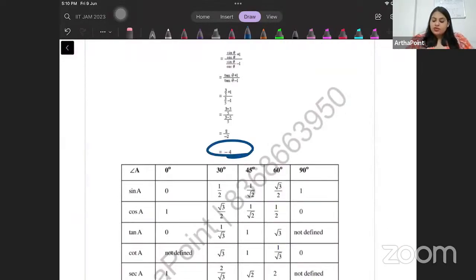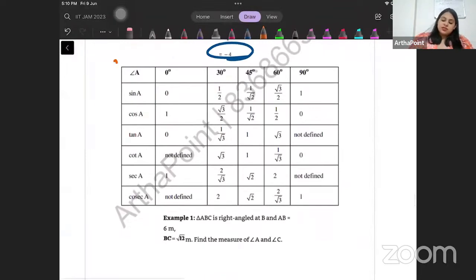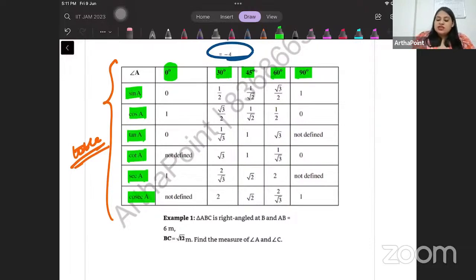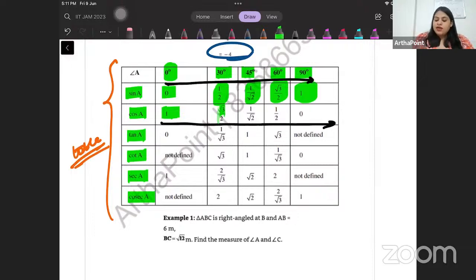Okay. Now this table is important. You should remember this table. So in this table for 0, 30, 45, 60 and 90, I have gone ahead and given sine, cos, tan, cot, sec and cosec values. So sine 0 is 0, cos 0 is 1, and then this goes to half, 1 by root 2, root 3 by 2 and 1. Cos goes in the opposite way, so this goes from 1 to 0. So this will be 1, root 3 by 2, 1 by root 2, 1 by 2 and 0.